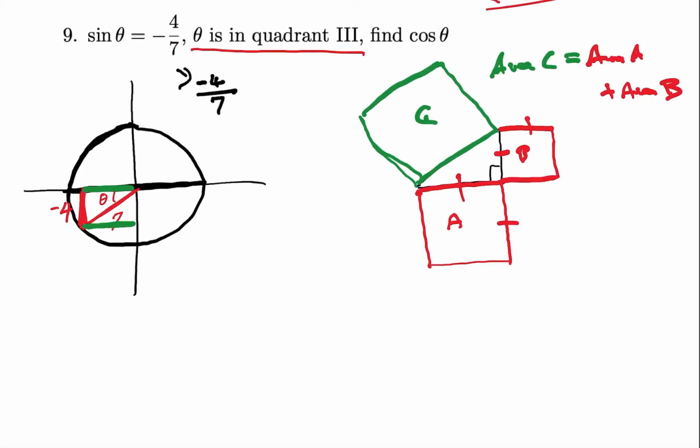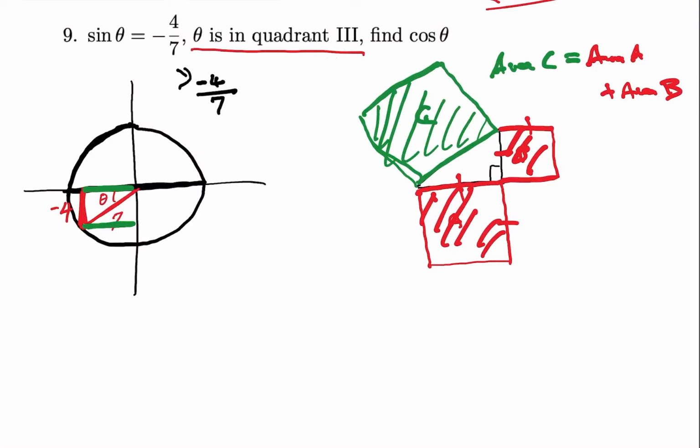It's relating with area, this area of a square. So if I add these two areas, the sum of these two areas is the same as the area of the C square, this bigger square here. That's what the Pythagorean theorem tells us.